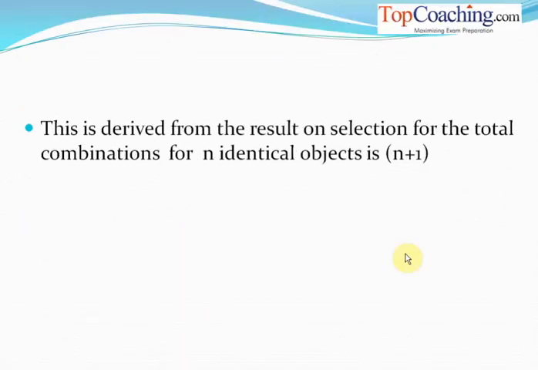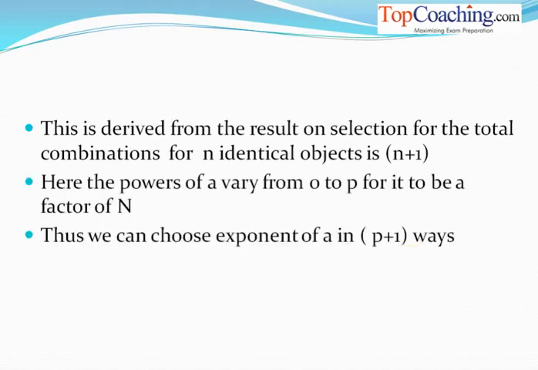Now the formula we have studied, that the number of divisors of a natural number n is equal to p plus 1 into q plus 1 into r plus 1 and so on, has actually been derived from the result on total selection for n identical objects, which we know is equal to n plus 1. Now why? Here we can see that n is equal to a to the power p. The different powers of a could be 0, 1 up to p, and a to the power 0, a to the power 1, a to the power 2 are all factors of n.